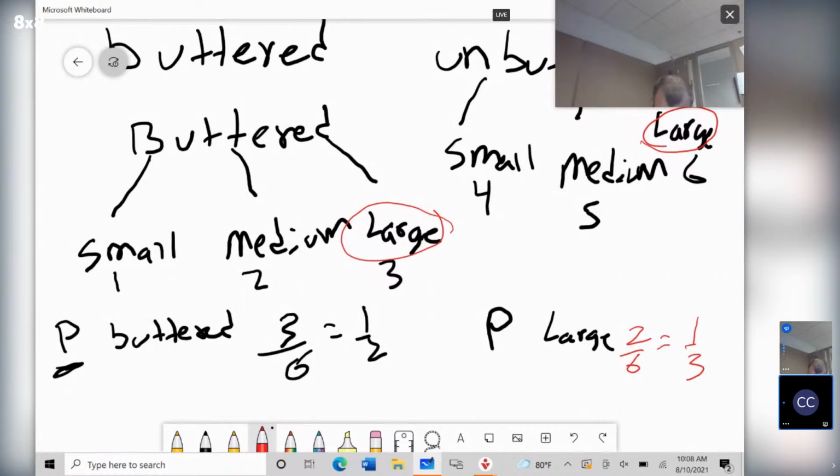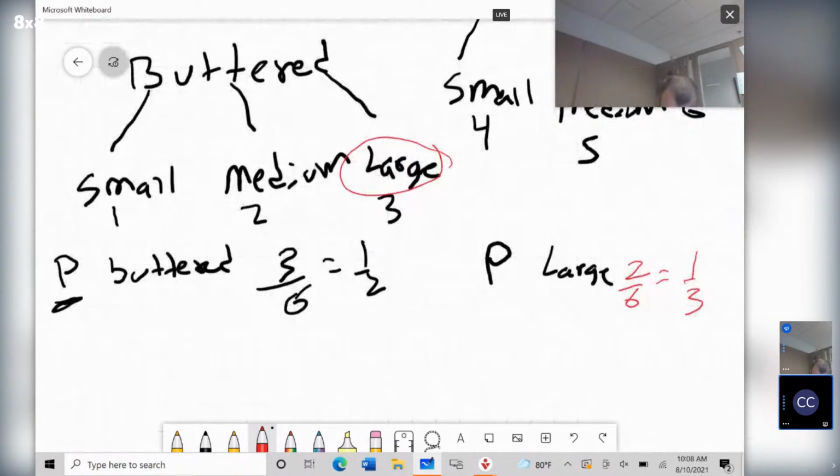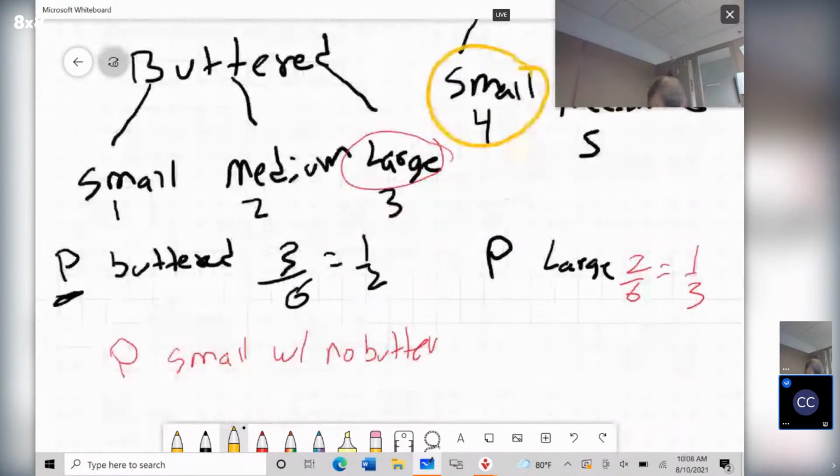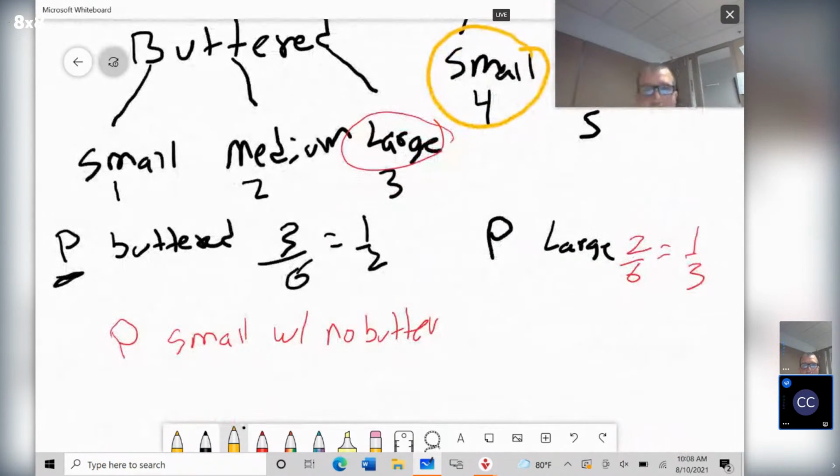And the last one I'm going to ask you is, what is the probability of getting a small with no butter? Okay, small, unbuttered. That would be 1. There's only 1 way you can get that. So that one is going to be 1 out of 6. So the probability of getting a small popcorn with no butter would be 1 out of 6.